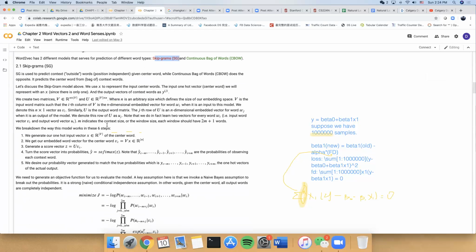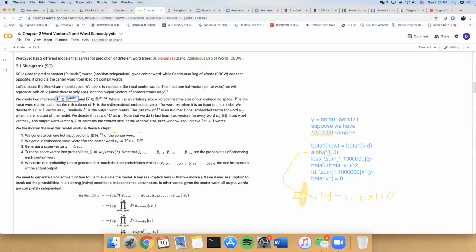So first of all, we have to create 2 matrices. The first matrix is W_e, and the second matrix is U. W_e is the input word matrix. The ith column of W_e is the n-dimensional embedding vector of word i. So what does that mean? Basically, W_e holds all the word vectors you're going to put into the model.